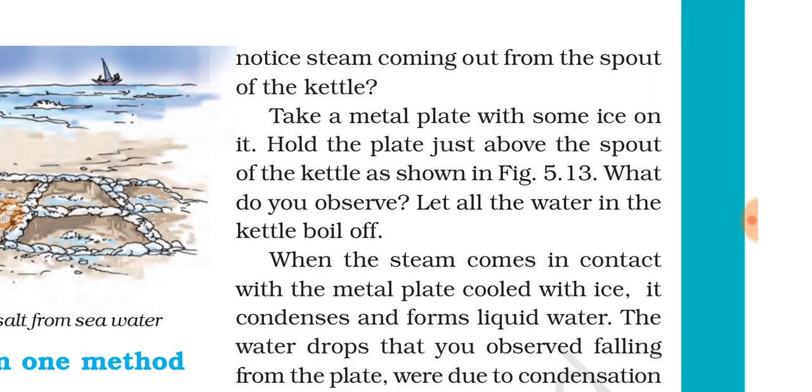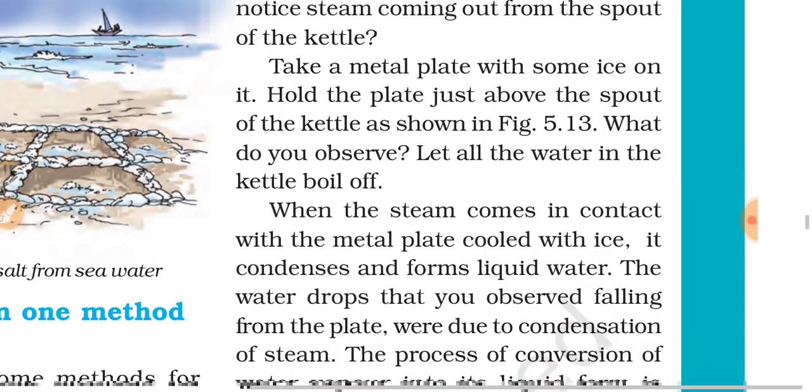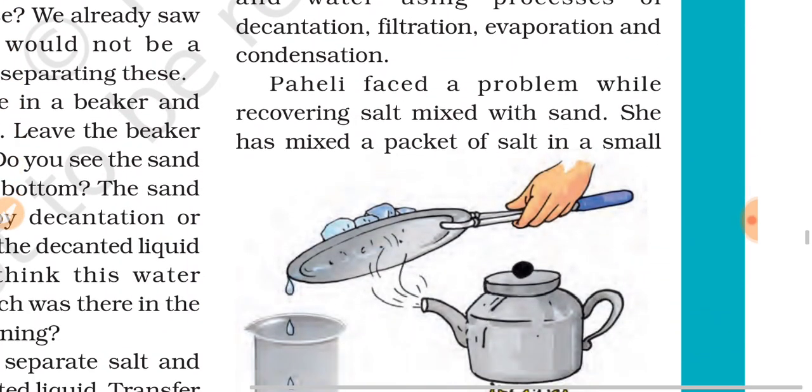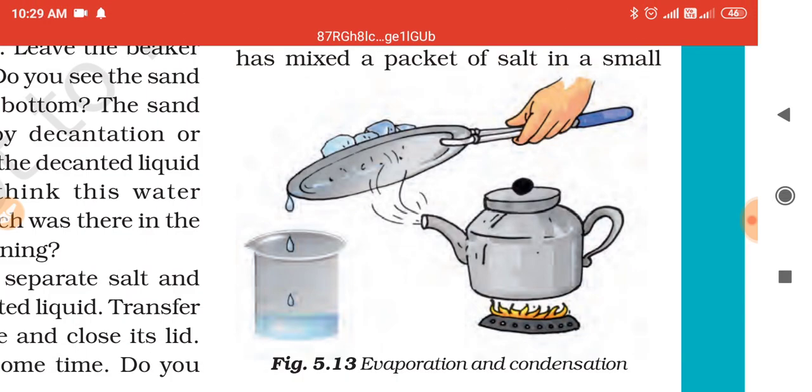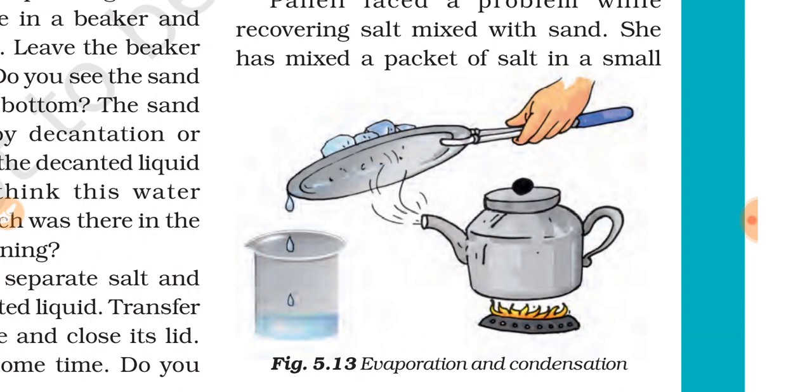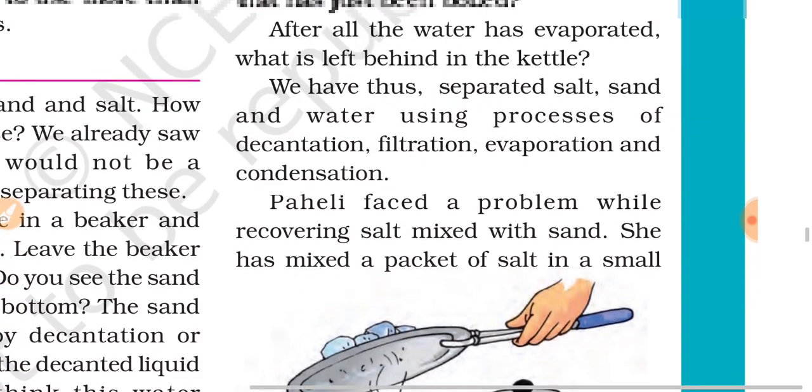Take a metal plate with some ice on it. Hold the plate just above the spout of the kettle as shown in figure 5.13. So you can see you have to do this process. Evaporation and condensation processes both take place to separate a mixture of sand and salt.